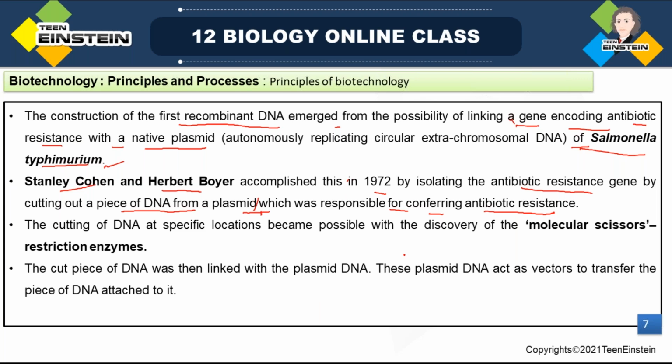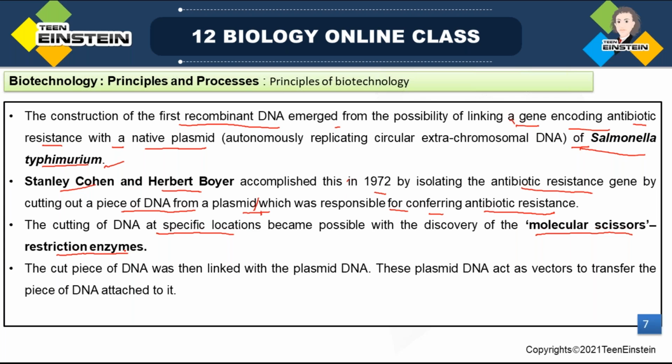So how did they cut? Is it very easy to cut a DNA? It's not like cutting a paper or a cloth. It's not like that. Genetic material, how to cut the DNA, and how to cut the DNA at a specific location? With the discovery of the molecular scissors. See, molecular scissors, restriction enzymes. These are called molecular scissors. These are the cutting enzymes.